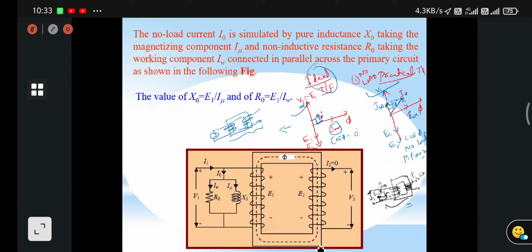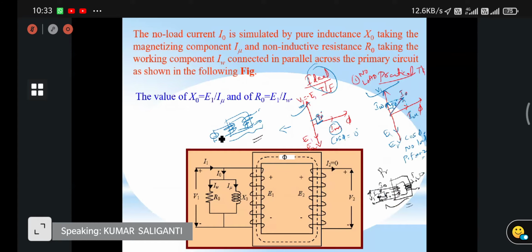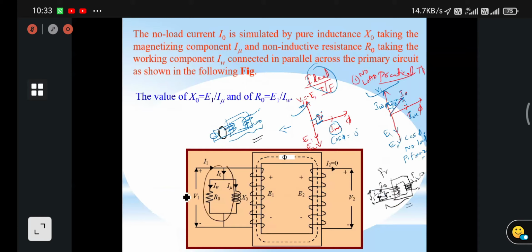This is the practical transformer. This is the ideal transformer equivalent circuit. But here there is no I naught in the ideal transformer. If I naught is equal to 0, then that transformer is said to be an ideal transformer. There is no I naught here. So what type of transformer will it be? This is the ideal transformer.